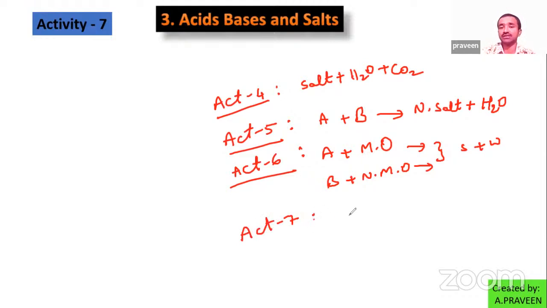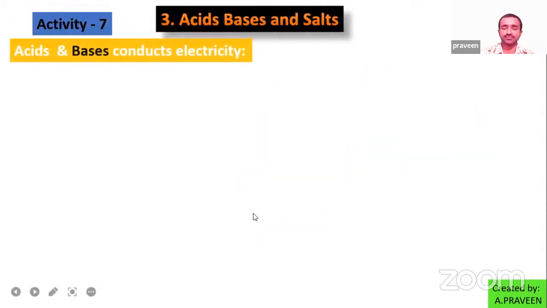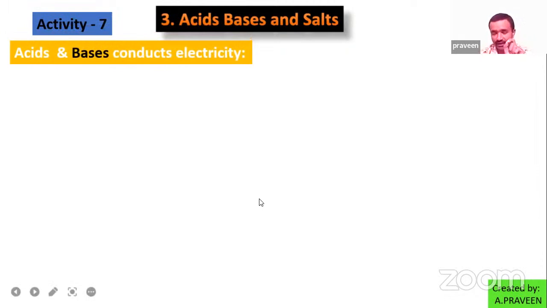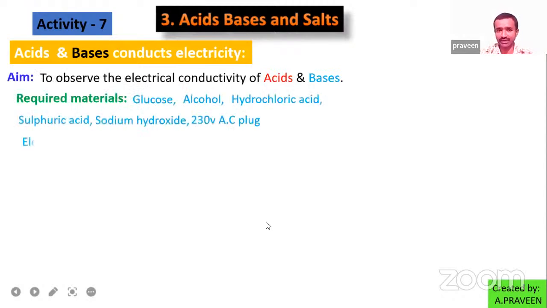What is activity 7? Simply, it is about the electrical conductivity of liquids. A liquid of an acid or a base conducts electricity. In the remaining cases, we do not observe the glowing of the bulb. For this, we are collecting several materials, as you see on the screen. Glucose and alcohol are also taken. Glucose and alcohol do not produce any ions. Yesterday, I showed you this activity, right?